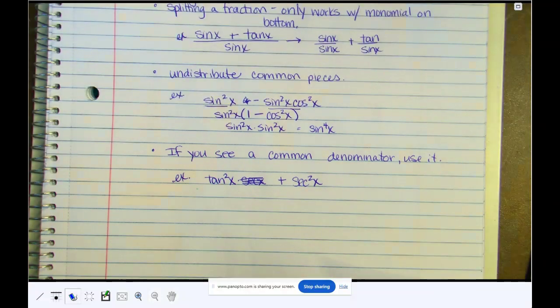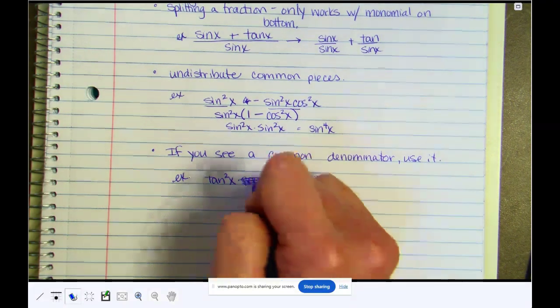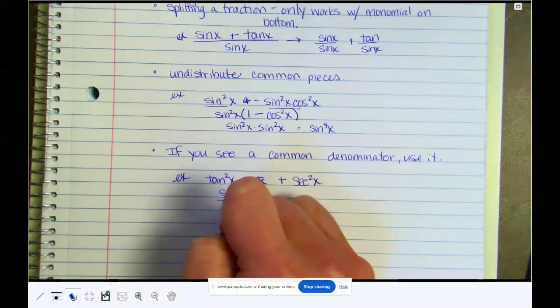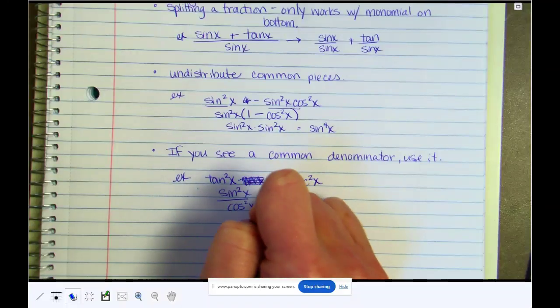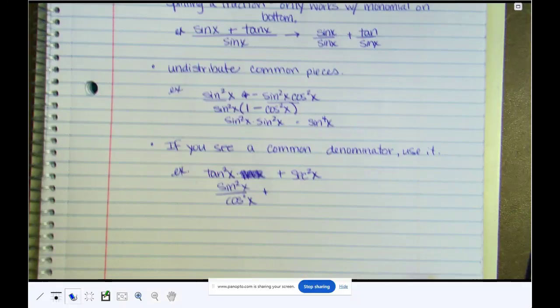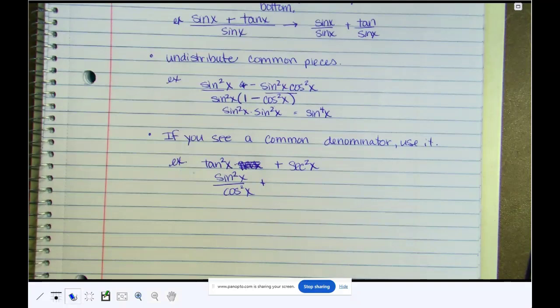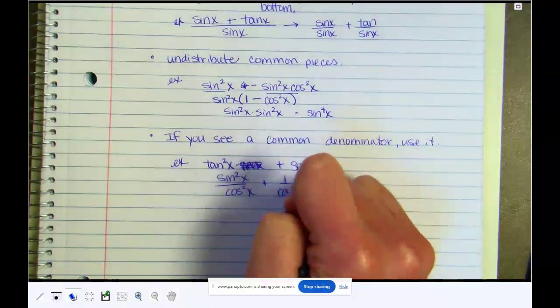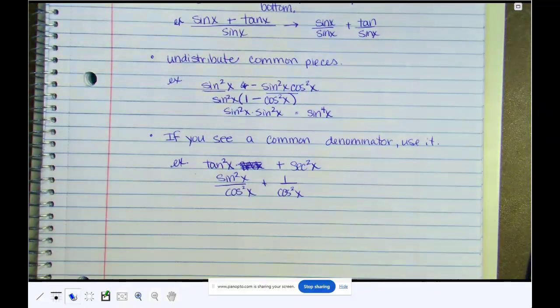What can you do to tangent, though? Turn it into sine over cosine. Okay. What can you do to secant? 1 over cosine. Now, this does not help us a lot because I didn't look at what we got going on, but that's okay. This is just my example. We're not going to get anywhere with it.